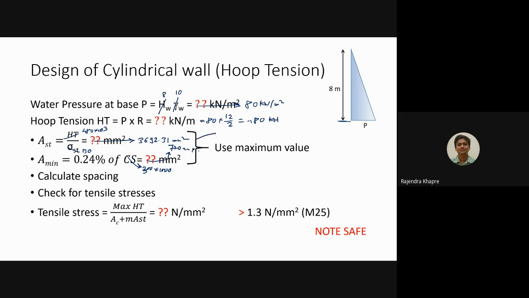Okay, so what we will do, we can provide say 20 diameter bars. Okay, so if we provide 20 dia bars, what will be the spacing for 3692.31 square?